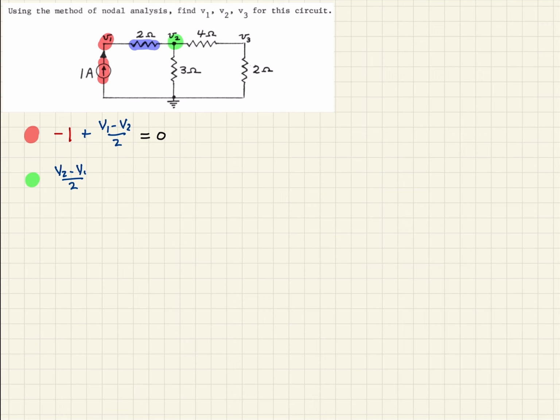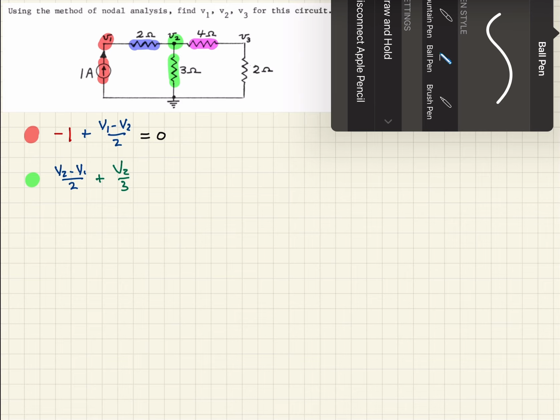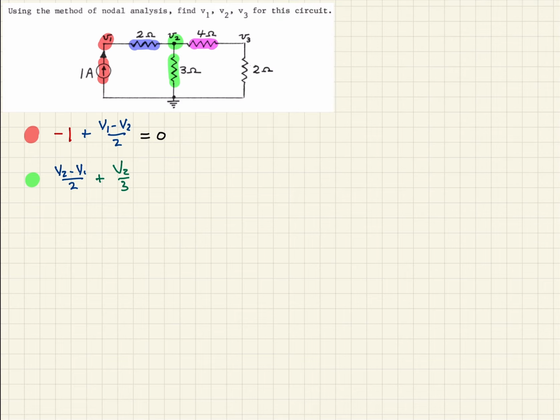And then next, we have this 3 ohm resistor. Again, Ohm's law, easy enough, it's just the voltage over the resistance, so V2 over 3. And then finally, we've got this 4 ohm resistor here. If we were to write that one out, that again is going to be the difference in the voltages, so that's V2 minus V3 over the resistance of 4 ohms. And so that's the 3 branches going in and out of that node. So we should be able to set that equal to 0.